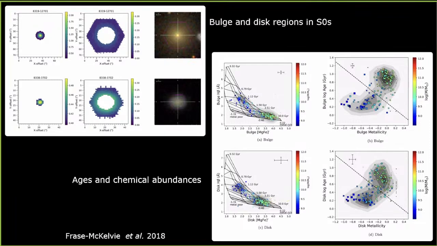There are two populations of lenticular galaxies. Some have got a disk that is old and metal rich, and some have got a disk that is young and metal poor, and the same with the bulges. And unfortunately, the colors cannot be seen, but light green is massive, blue is low mass.